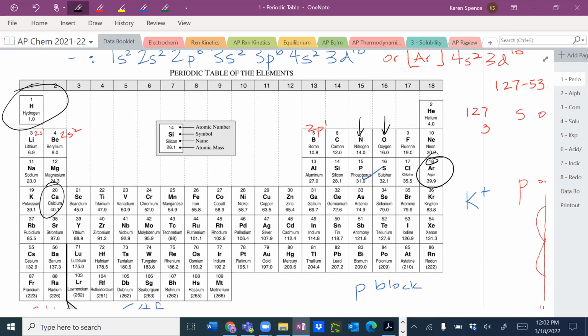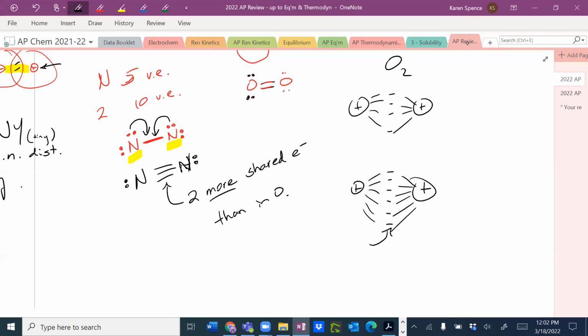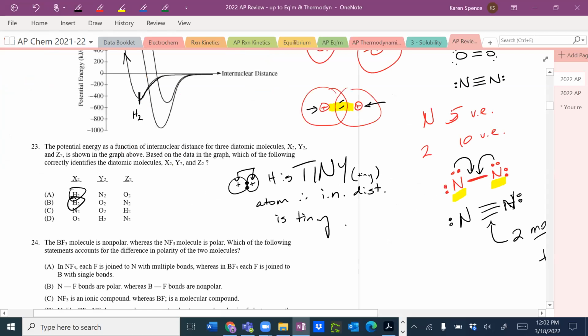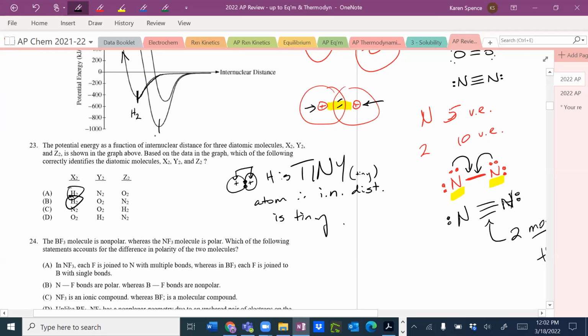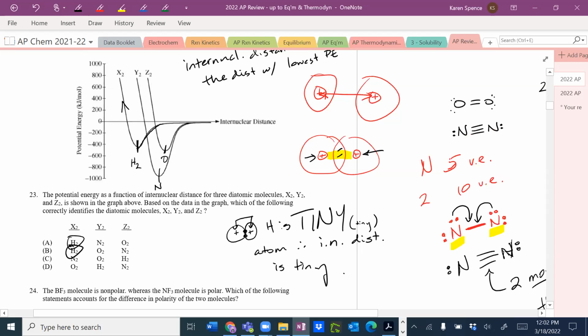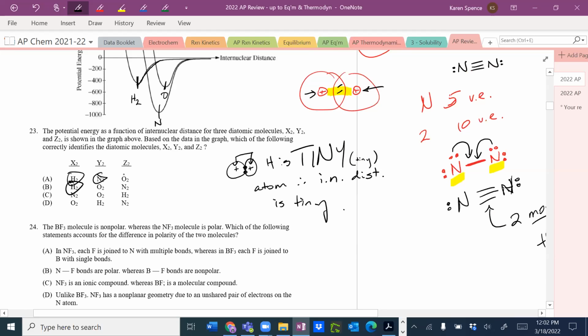Okay. So what does that mean? Nitrogen is going to have a stronger pull, so the internuclear distance is going to be smaller because they are pulled more tightly together. So this is going to be nitrogen, and this is going to be oxygen. And so our answer should be, well, let's see, nitrogen is Y, and oxygen is Z. 23 should be A. Yes, it is. That's good. Okay.